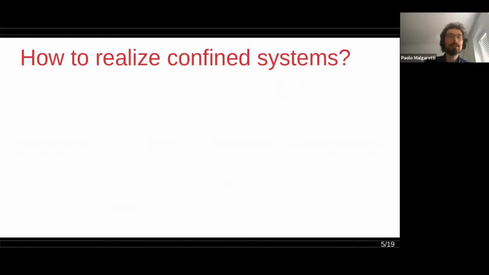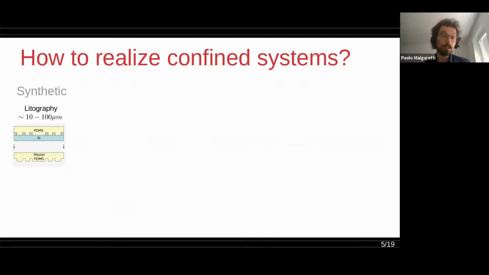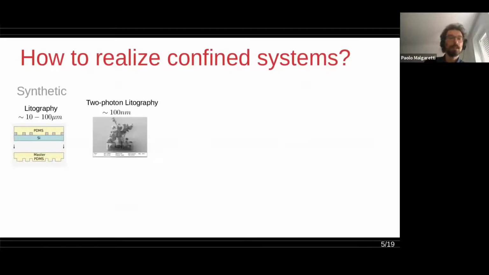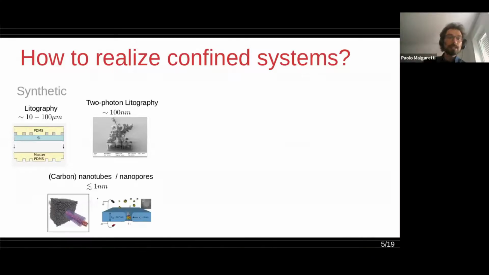So how we can really synthesize, and what are the typical length scales. So there are different techniques. We have standard lithography, by which you can produce channels with features of around 1,000 microns. Then you can do two-photon lithography, and then you go down to 100 nanometers. So you can have objects with features around 100 nanometers. And then you can go really down to a nanometer via carbon nanotubes or nanopores. And there you can really have pores of the size of some nanometers.